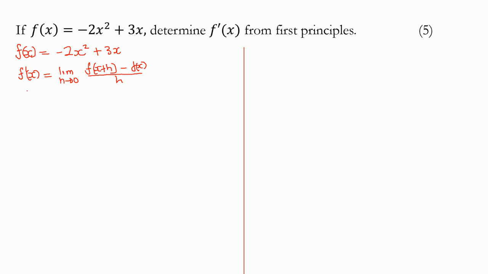So now let's find our f of x plus h. What do we do to find f of x plus h? Where there's x, we put x plus h. So it's going to be negative 2 and then x plus h. You see that? I'm replacing this x with x plus h. And then plus 3. Don't forget, everywhere where there's x, you replace x with x plus h. So 3 times x plus h. You can do that so that you don't make mistakes.